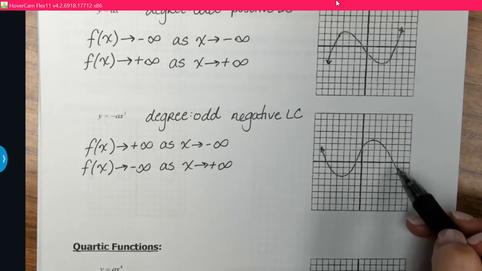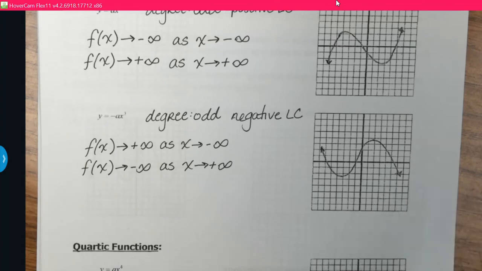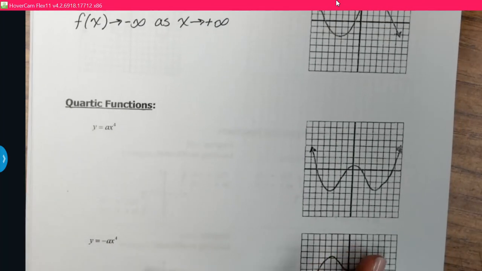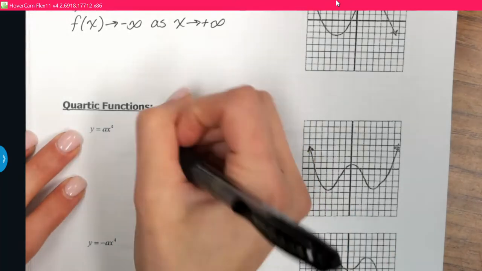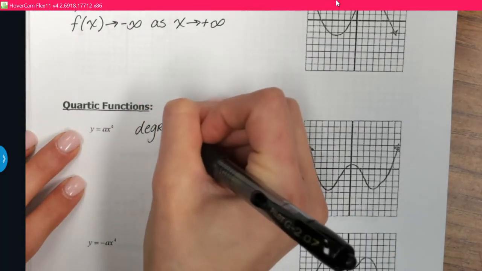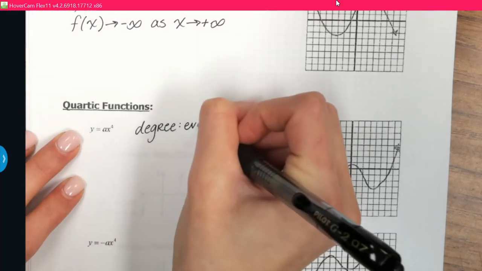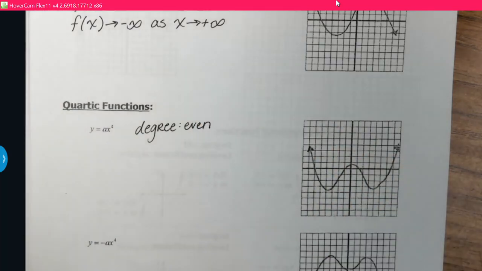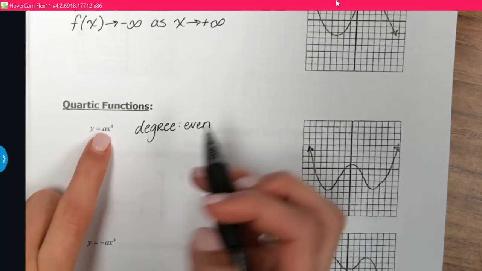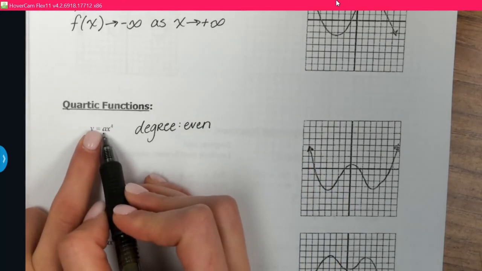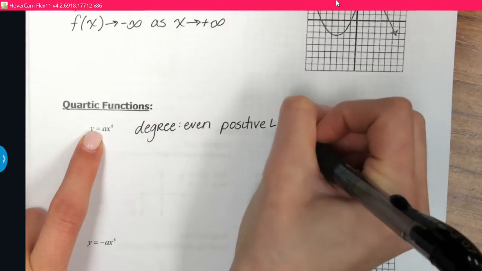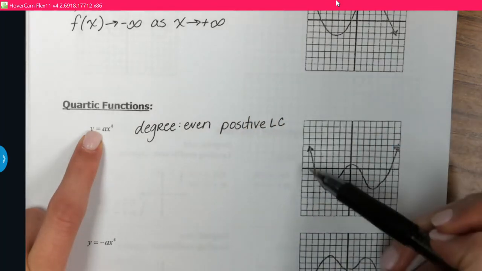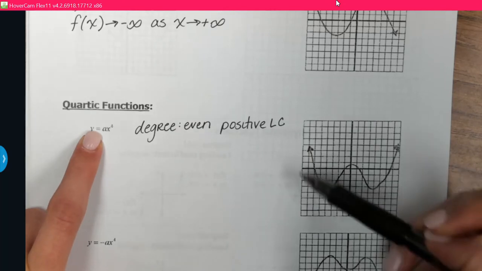So for an odd degree, they're going to be opposites. For an even degree, they're going to be the same. So if you look at quartic functions, that's my x to the fourth. That's my fourth degree. So my degree is back to even. So if you know that your degree is even, you know they should be going in the same direction. So then they go in the sign of the leading coefficient. My leading coefficient is a positive. So that means they should both be going up to positive infinity, which is what this graph shows.